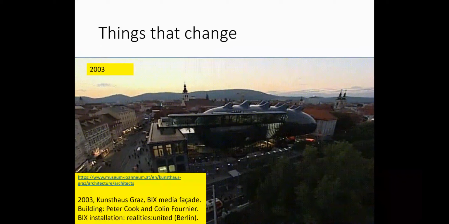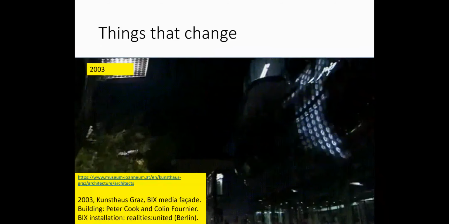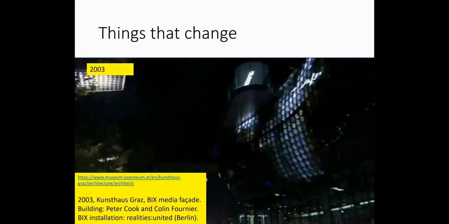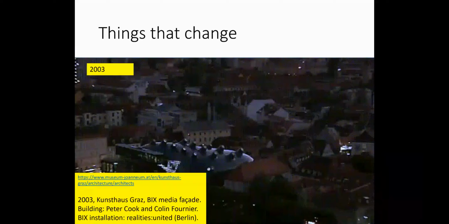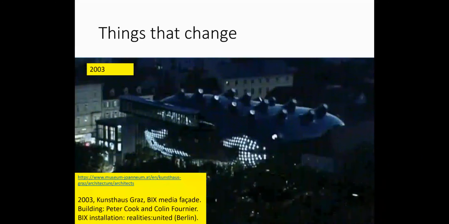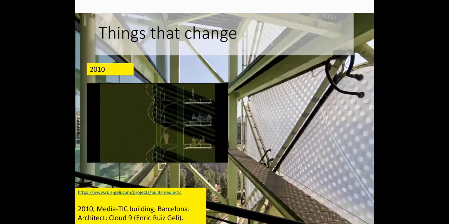Obviously, during the years, the most ubiquitous example of dynamic facades, or facades that can change, are media facades. And here is a very nice example from the Kunsthaus in Graz by Peter Cook and Colin Fournier. An example that is a little bit less obvious is the Mediatek building in Barcelona by Cloud9.